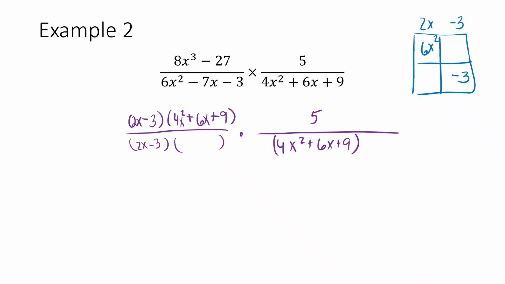So 2x minus 3, 2x times 3x would give me the 6x squared. 3x times negative 3 is negative 9x. Negative 3 times 1 would give me the negative 3, and 2x times 1 is 2x, and then we have to check. So 6x squared, 6x squared. Negative 9x plus 2x is negative 7x. Yes, negative 3 checks. So I got a little lucky there. 2x minus 3, and then the other factor is 3x plus 1.